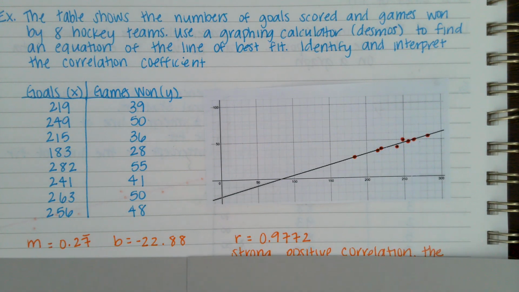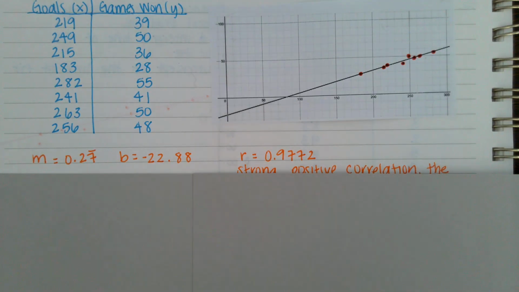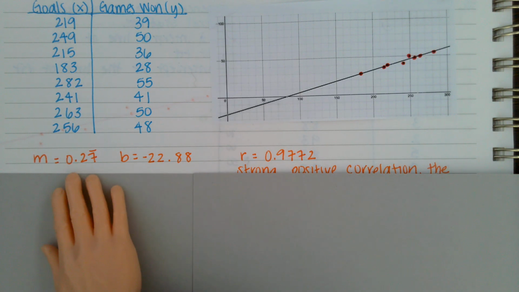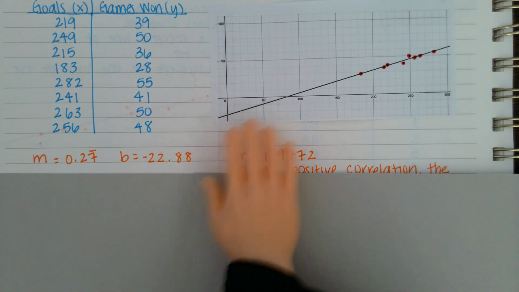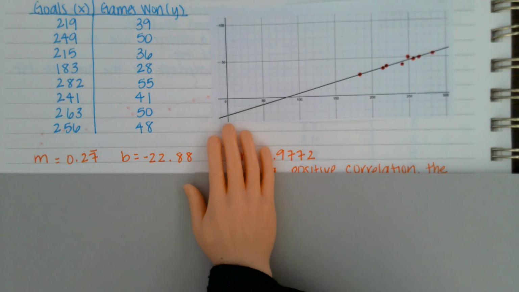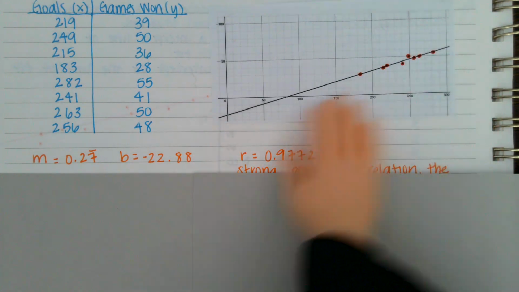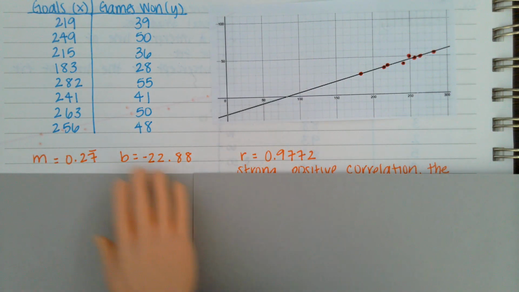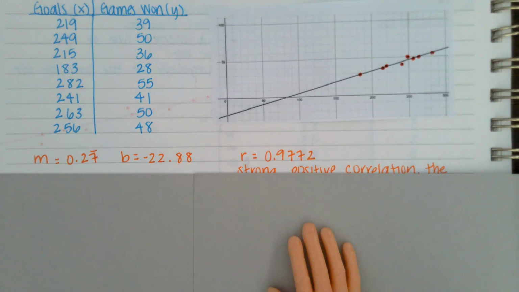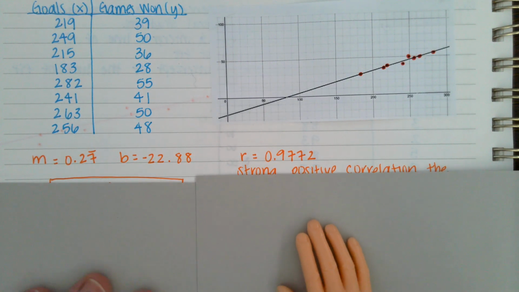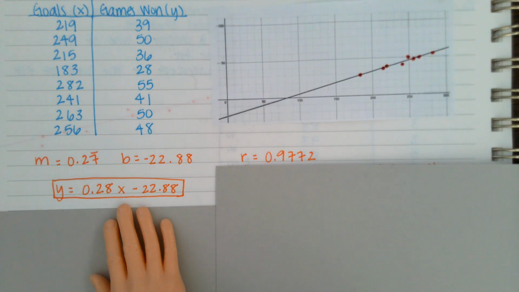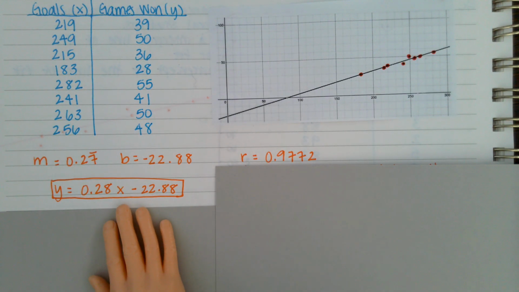So when we go to Desmos, it tells us the slope of this is 0.27, and the 7 repeats. So it is positive, and the y-intercept, so down here, is at -22.88. So this would have been fairly difficult to calculate by hand. So using a graphing calculator for these numbers makes it simpler. It said to write an equation, so it gives me slope and y-intercept, which we plug in straight to slope-intercept form. Then it also said to identify and interpret the correlation coefficient.